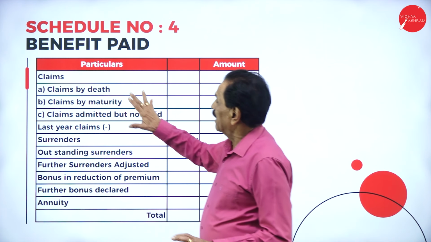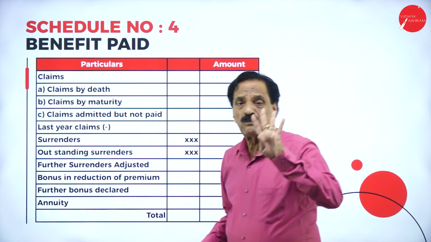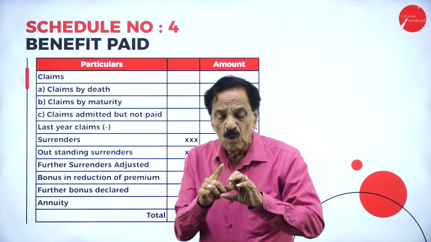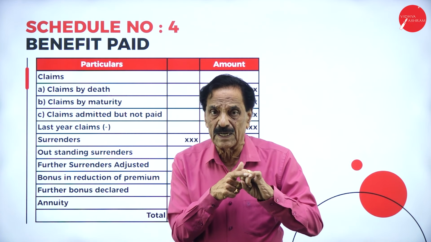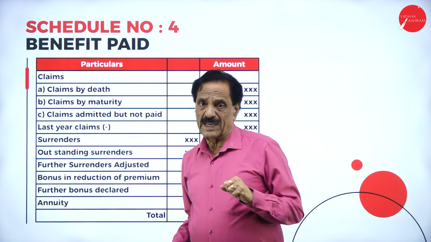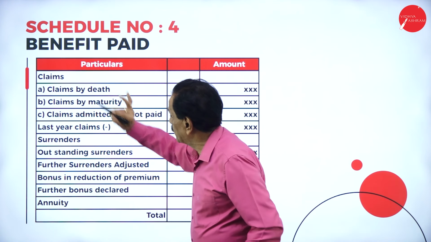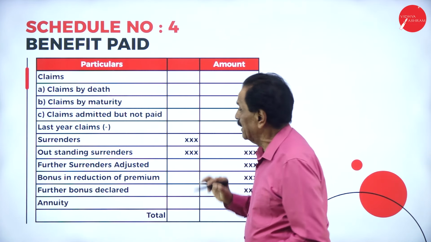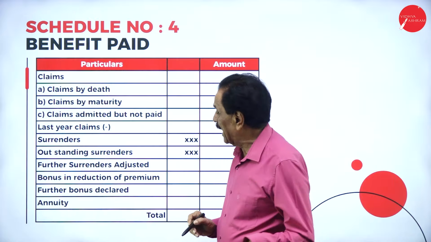Now, regarding benefits paid, Schedule 4. In that, four divisions are there. Which are the four divisions? One is the claim, second is the bonus, third is the surrender, fourth is the annuity. So four items are there. I will explain them. Claims: claims by death and claims by maturity should be added. Claims admitted but not paid, in the adjustment, should be added.